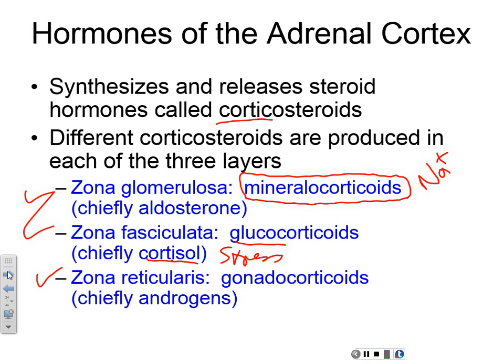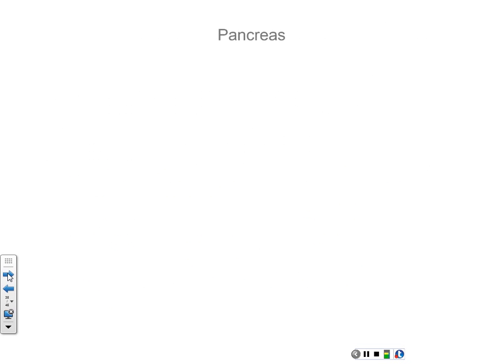Okay? So zona reticularis deals with gonadocorticoids. These are the corticosteroids that can form the testosterone and estrogen for gonads. Gonado has to do with reproduction. So it forms androgens. Actually, androgen is the basis for testosterone. Also, estrogen starts with androgens. So these can be converted to estrogen and testosterone. Okay. So know those three layers and know what each produces.